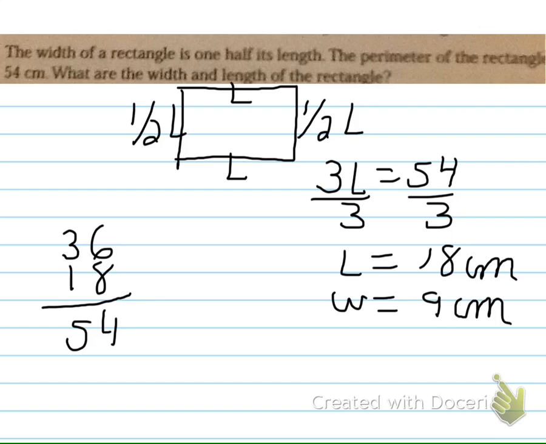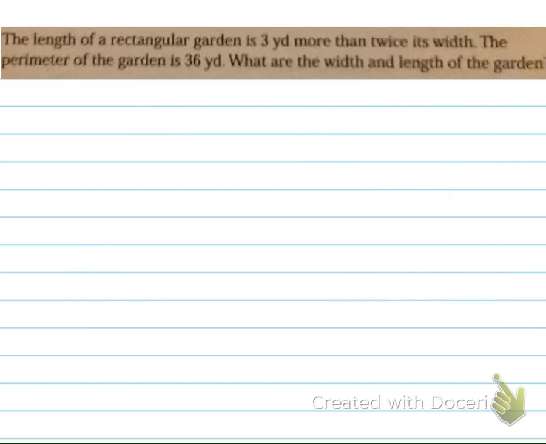I hope you were able to get all of that done before pushing play, just to check to see if you're on the right track and able to do these on your own. Here we go. The length of a rectangular garden is 3 yards more than twice its width, so don't be fooled by the twice. Go ahead and try this one on your own, and I will get started on the tape while you're working ahead with the pause button on.